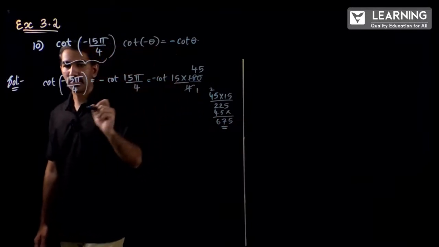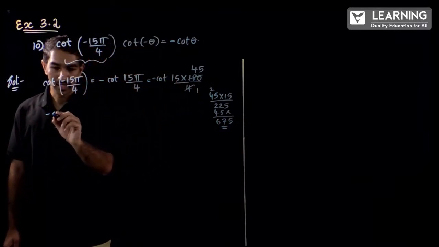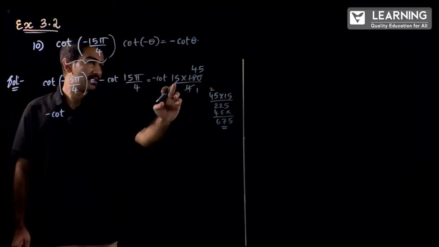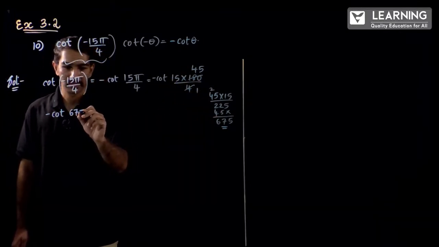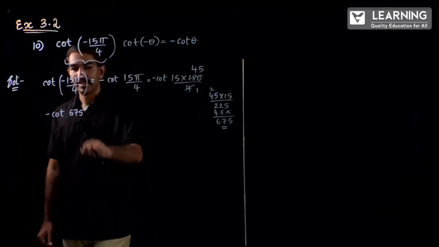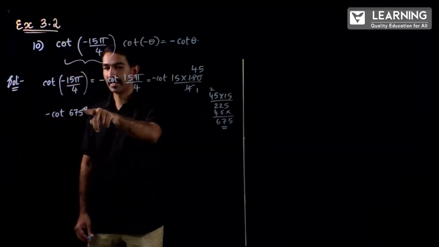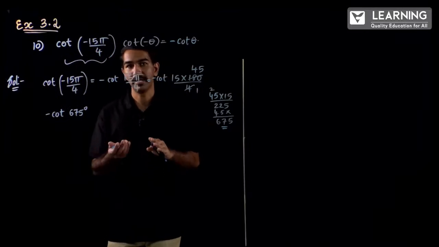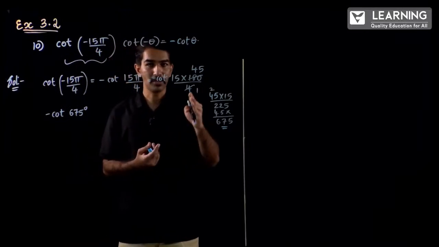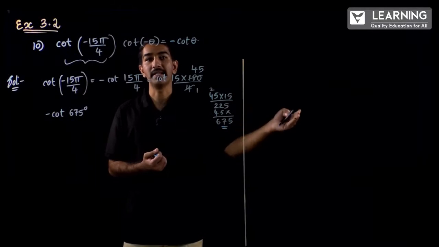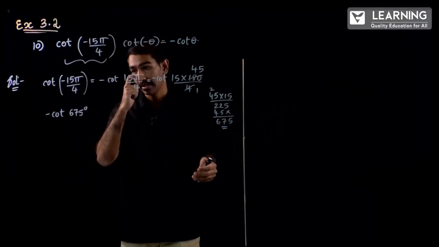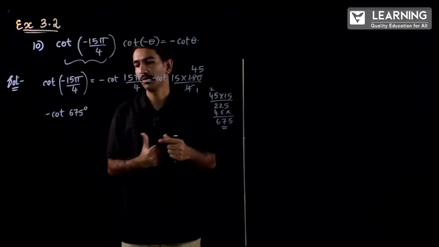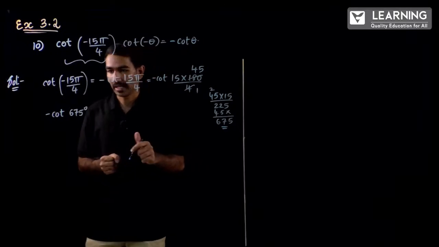So now what can we write here, students? Again, minus cot of 15 into 45, which is how much? 675 degrees. Now do you know the value of cot 675 degrees? See, in the table you have only 0, 30, 45, 60 and 90, correct? What do we have here? 675. So which would be very near to this, students? 675 degrees.